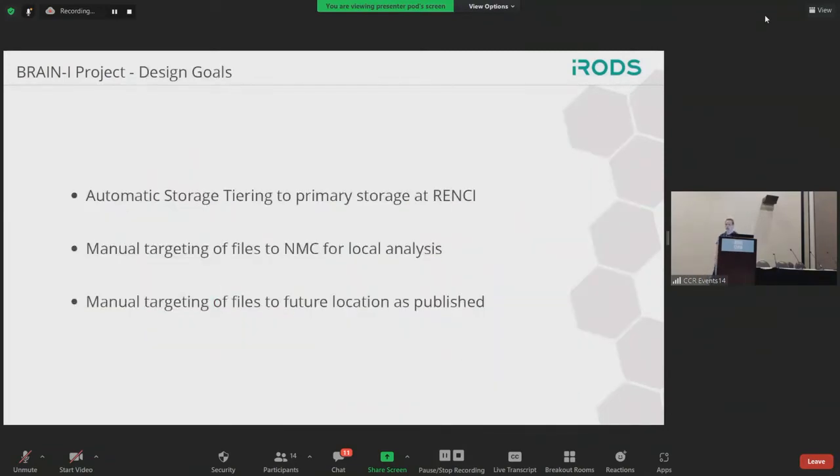So the design goals for this conversation were about the automatic storage tiering to get it over to the long-term storage. That's the first thing. And then the second was being able to still allow the people of the lab not to have to go visit the data center. They don't want to come over there, to the blinky lights. We want to get the data back over to where they can analyze it using the tools they've already paid for, in the comfort of their own home, so to speak, right? And then the last piece is manual targeting of files to talk about that publication use case.